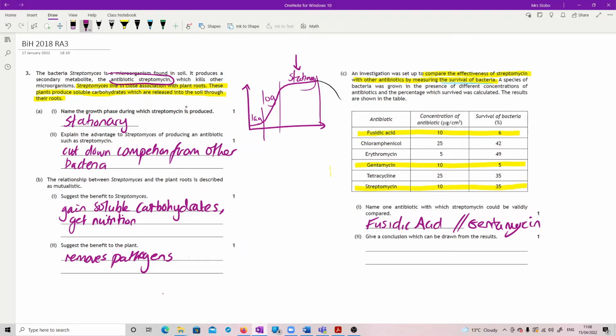Well, the only ones that we can actually compare to are these ones, because these ones are valid with our 10. Streptomycin, 35% survived, but with the other two, 6 and 5% survived. So conclusion: streptomycin, which you need to actually refer to because it's about that in the original investigation, streptomycin is not as effective as other antibiotics. Conclusions must answer the aim.